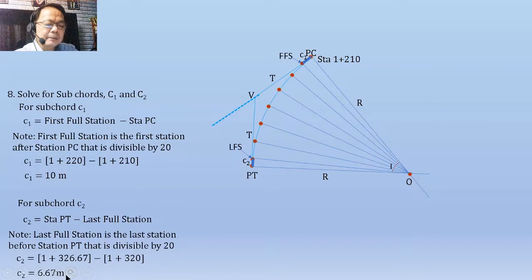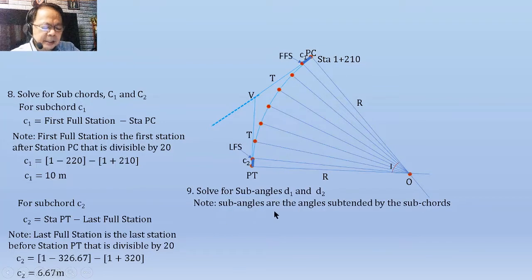Then after that, okay, how are we going to solve for our sub-angles D sub 1 and D sub 2? Yung sub-angles natin na tinatawag dito are the angles subtended by the subchords C sub 1 and C sub 2. And okay, these angles, ano, yun yung angle na tinutukoy natin to. Ito yung D sub 1, makikita natin sa illustration. Samantalang yung D sub 2 naman, ito makikita natin dito. Ito makikita natin part na ito. And how do we solve for this D sub 1 and D sub 2?